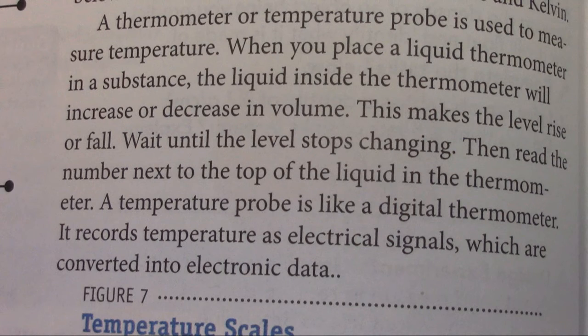A thermometer or temperature probe is used to measure temperature. When you place a liquid thermometer in a substance, the liquid inside the thermometer will increase or decrease in volume. This makes the level rise or fall. Wait until the level stops changing. Then read the number next to the top of the liquid in the thermometer. A temperature probe is like a digital thermometer. It records temperature as electric signals, which are converted into electronic data.